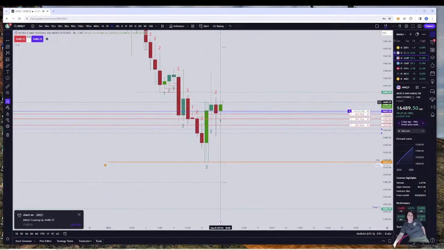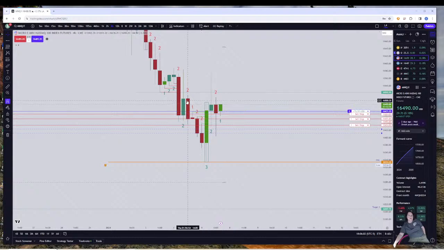Let's see if we can target this right here. Alright, well, one alert triggered. So let's see if we can target this right here, 16,497. Then I'd look to target the 16,505. So it just depends on how much buyers want to step in here and defend this level.